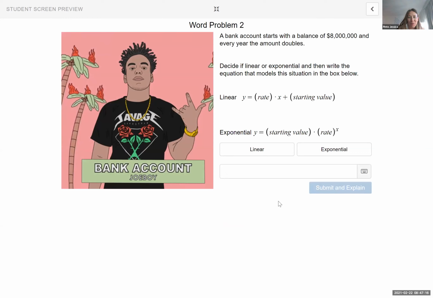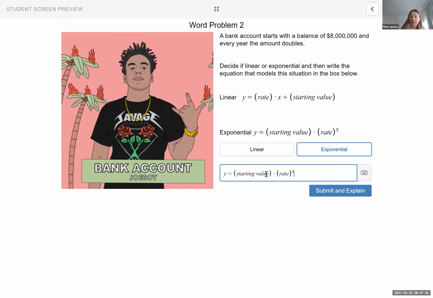In this problem, we've got a bank account started with $8 million, and every year the amount doubles. Doubles is that keyword for timesing by 2. So this one is going to be exponential. So I'll copy and paste the equation here, Control C, Control V. And again, I'm filling in the starting value and the rate. So the rate, doubling means timesing by 2. So that means that the rate is going to be 2. And the starting value was 8 million. So 8, and then 1, 2, 3, 4, 5, 6.